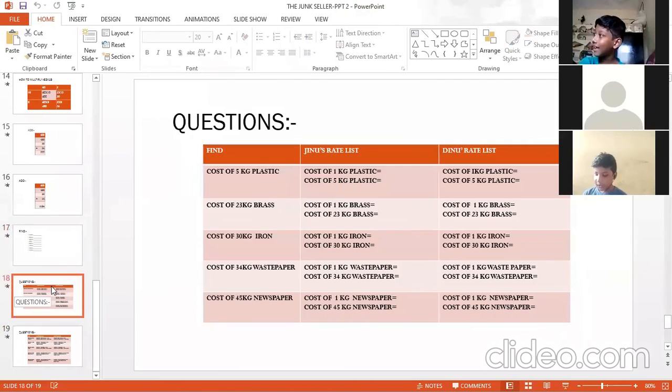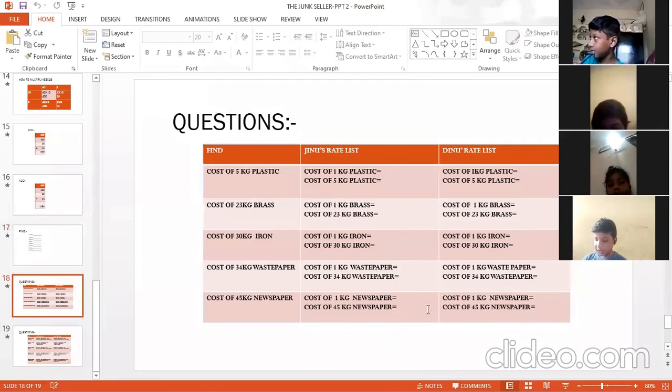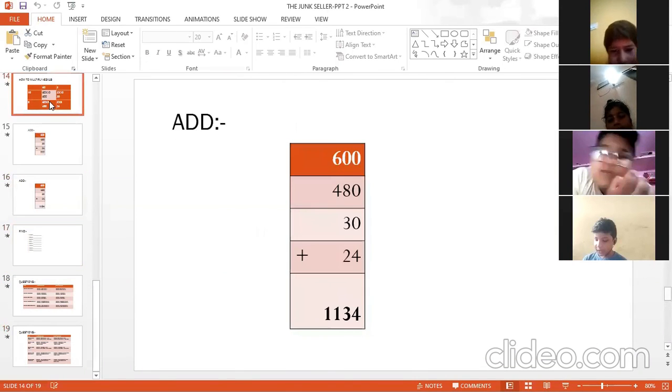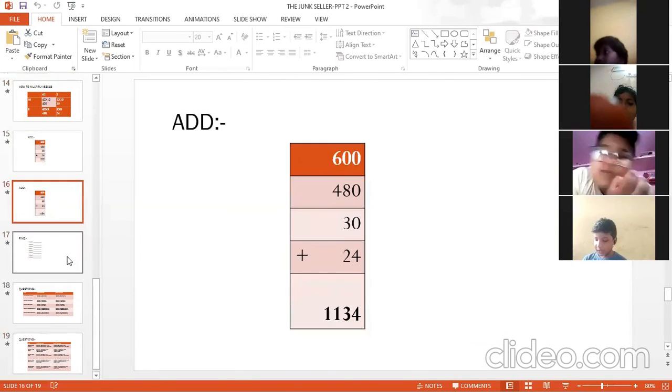In addition to this, there are some questions here. Genu's rate list. 5 kg of plastic cost is to be found out. What is the cost of 1 kg of plastic? Based on that, you have to find. Answers also here, but do it on your own by splitting method. This method you have to do.